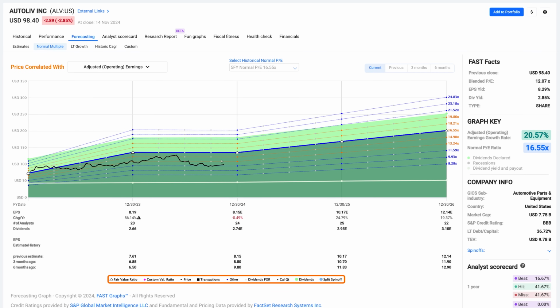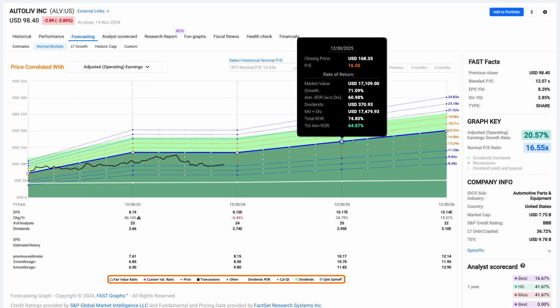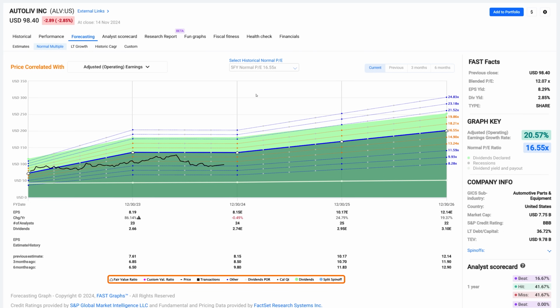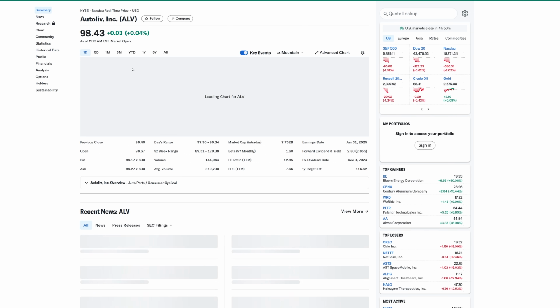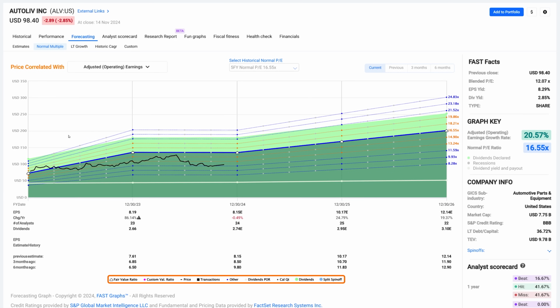I think FastGraphs at only a 16 multiple, this would offer a tremendous rate of return going out for the next couple of years. It might be one that's worth looking at. Now, the stock hasn't been doing real well here the last couple of days, as you can see, although it is up just a smidgen today. But anyway, that's Autoliv.